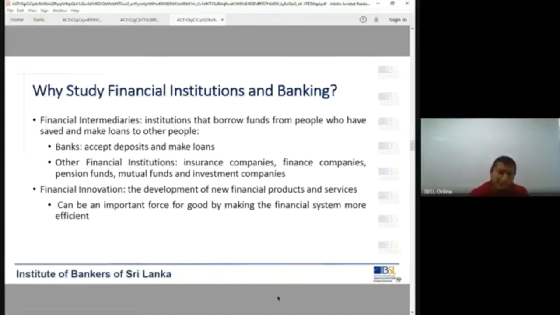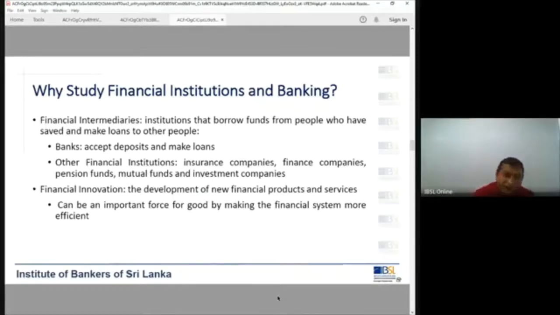So then you talk about other financial institutions. You see insurance companies, finance companies, pension funds. In Sri Lanka, you probably see ETF, EPF. Those are contractual pension funds, obligatory to some extent. Then you see mutual funds, unit trusts, and investment companies. These are financial intermediaries generally across the globe that you will come across. These are reasonably common financial intermediaries that you come across not only in Sri Lanka, but also in other parts of the world.